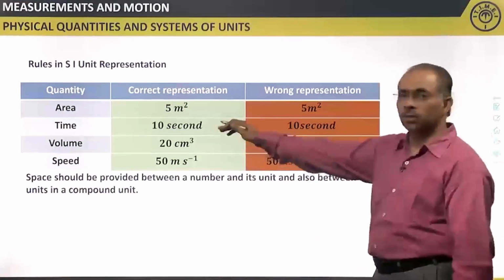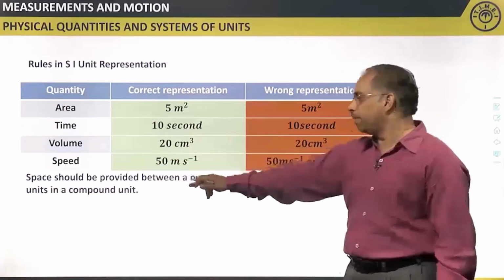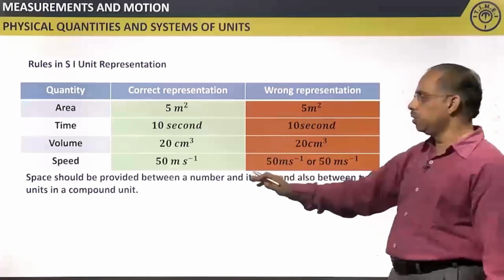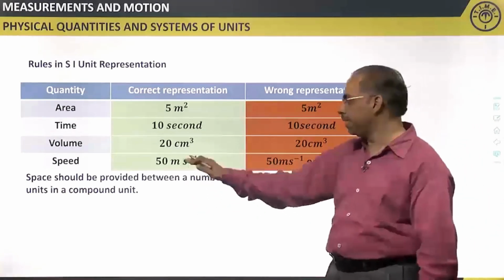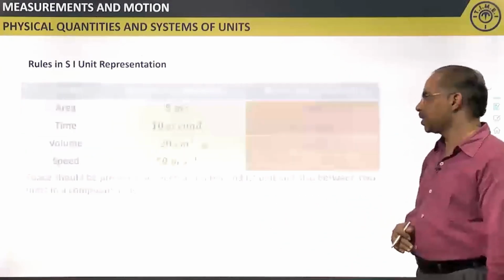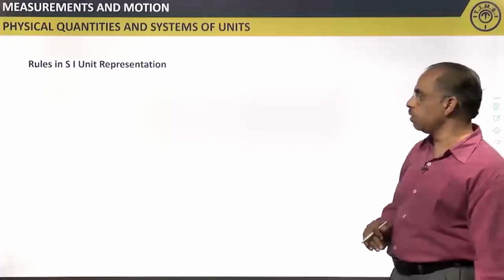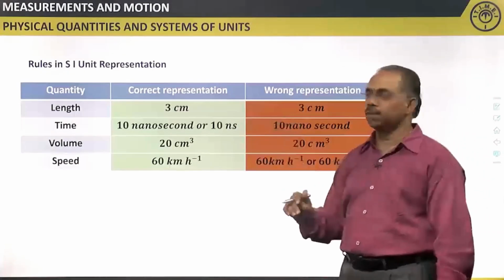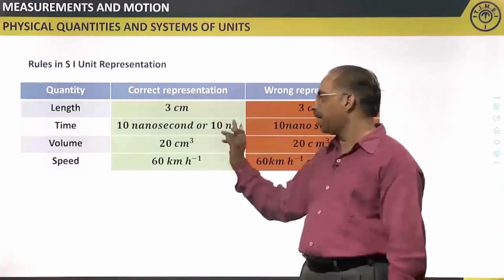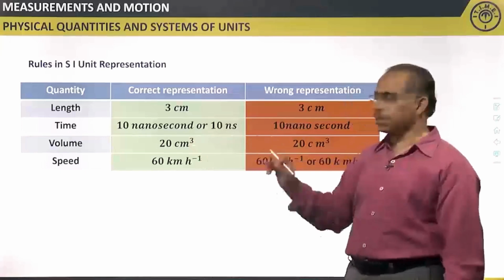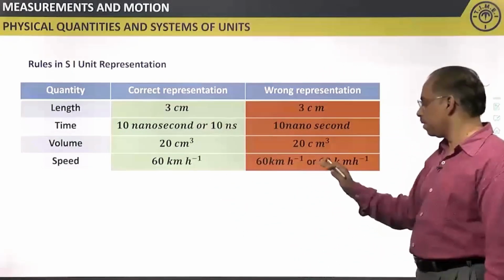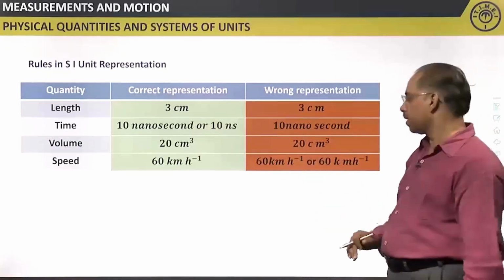So, here what is the rule? Space should be provided between a number and its unit and also between two units in a compound unit. Compound unit is what I am referring to here. Clear? Let us go to the next rule. See, length 3 centimeter, time 10 nanosecond, volume 20 centimeter cube, speed 60 kilometers per hour. Here I am writing what I just mentioned, right.